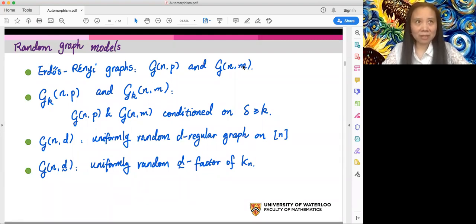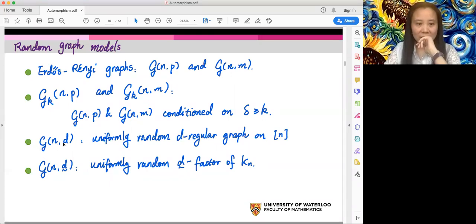So if you want to make it a bit more interesting, you can say, okay, if the isolated vertices are making the problem easier, why don't we just restrict the degrees to be at least k? And so that's one of the reasons that people are interested in this type of random graphs. But there are other reasons as well.